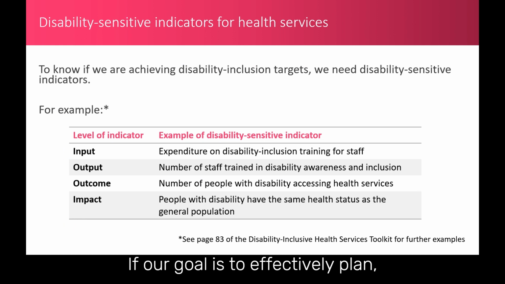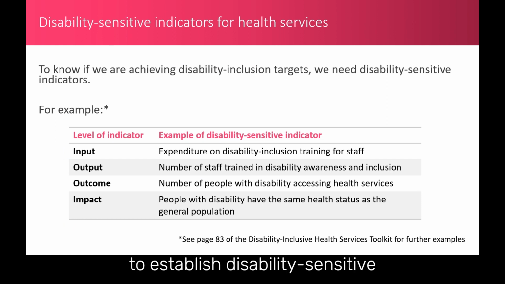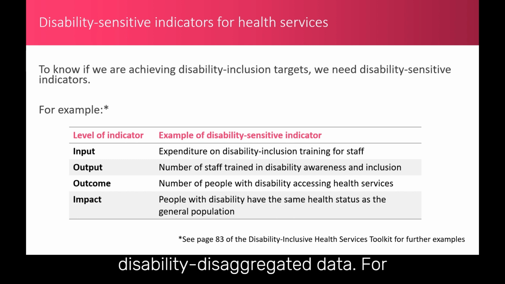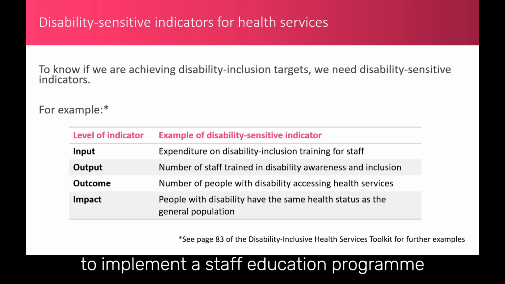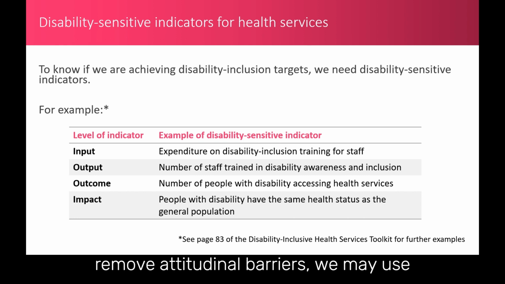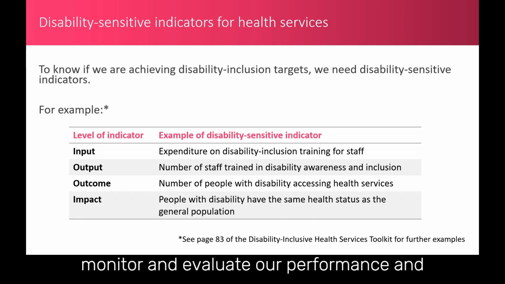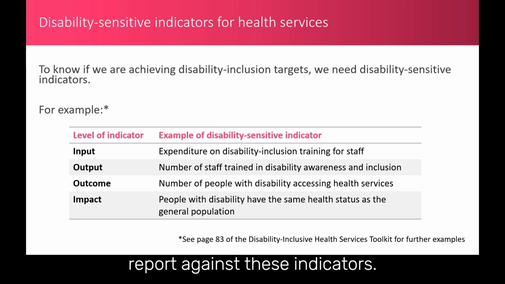If our goal is to effectively plan, monitor, and evaluate disability inclusion in healthcare, then we need to establish disability-sensitive indicators by which to monitor our performance. Disability-sensitive indicators are used in combination with disability-sensitive targets and disability disaggregated data. For example, if our target is that we wish to implement a staff education program to increase awareness of disability and remove attitudinal barriers, we may use indicators as outlined on this slide to monitor and evaluate our performance, and we will collect data that enables us to report against these indicators.